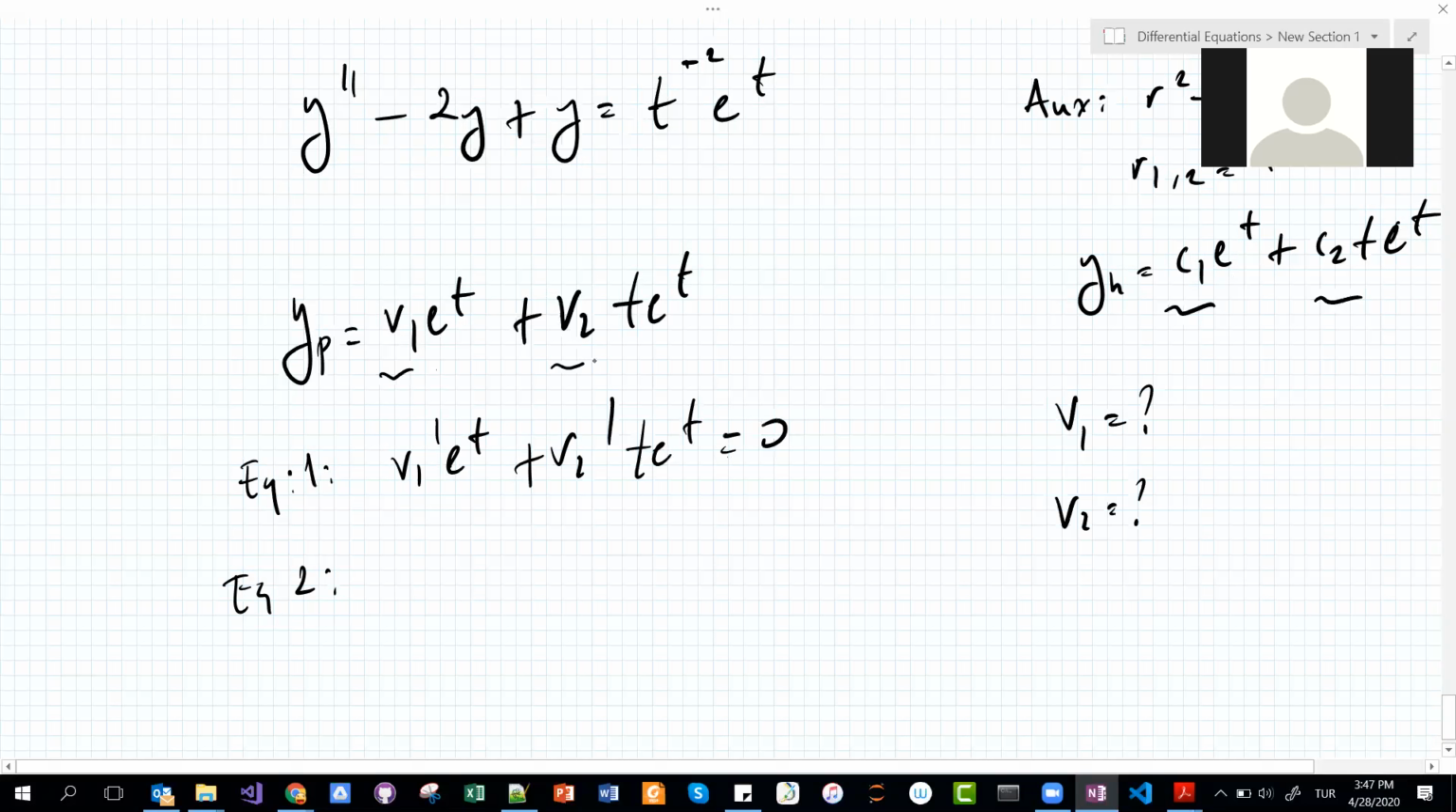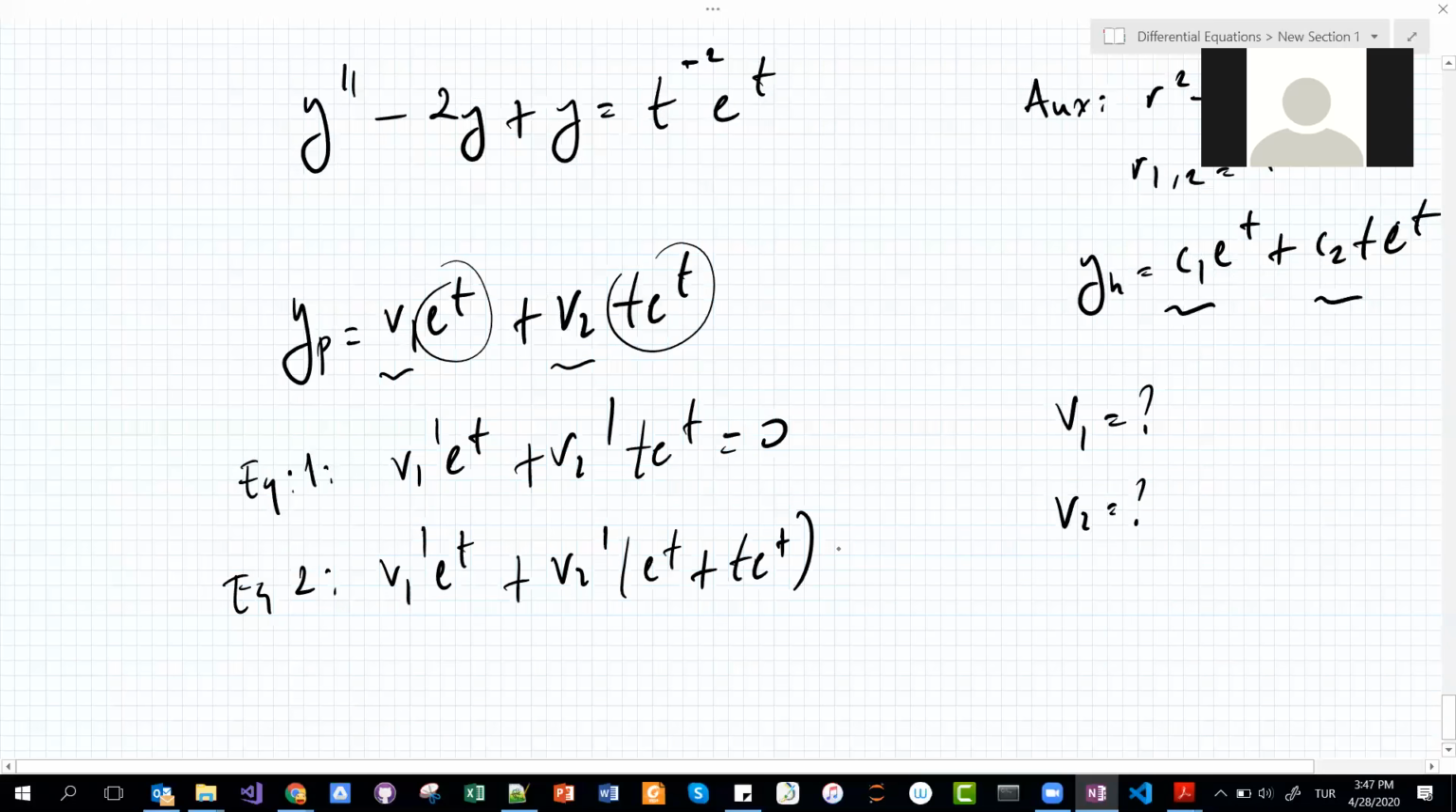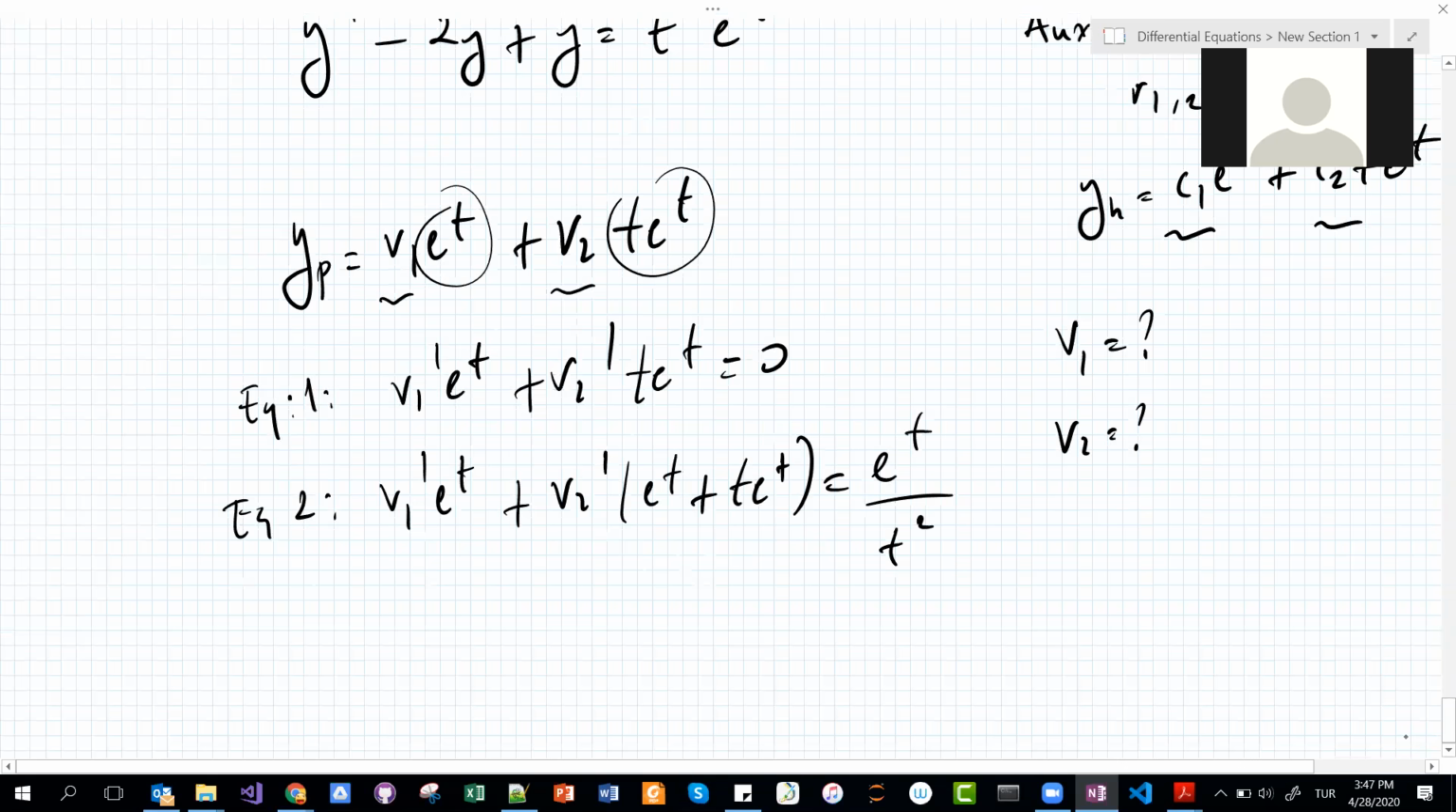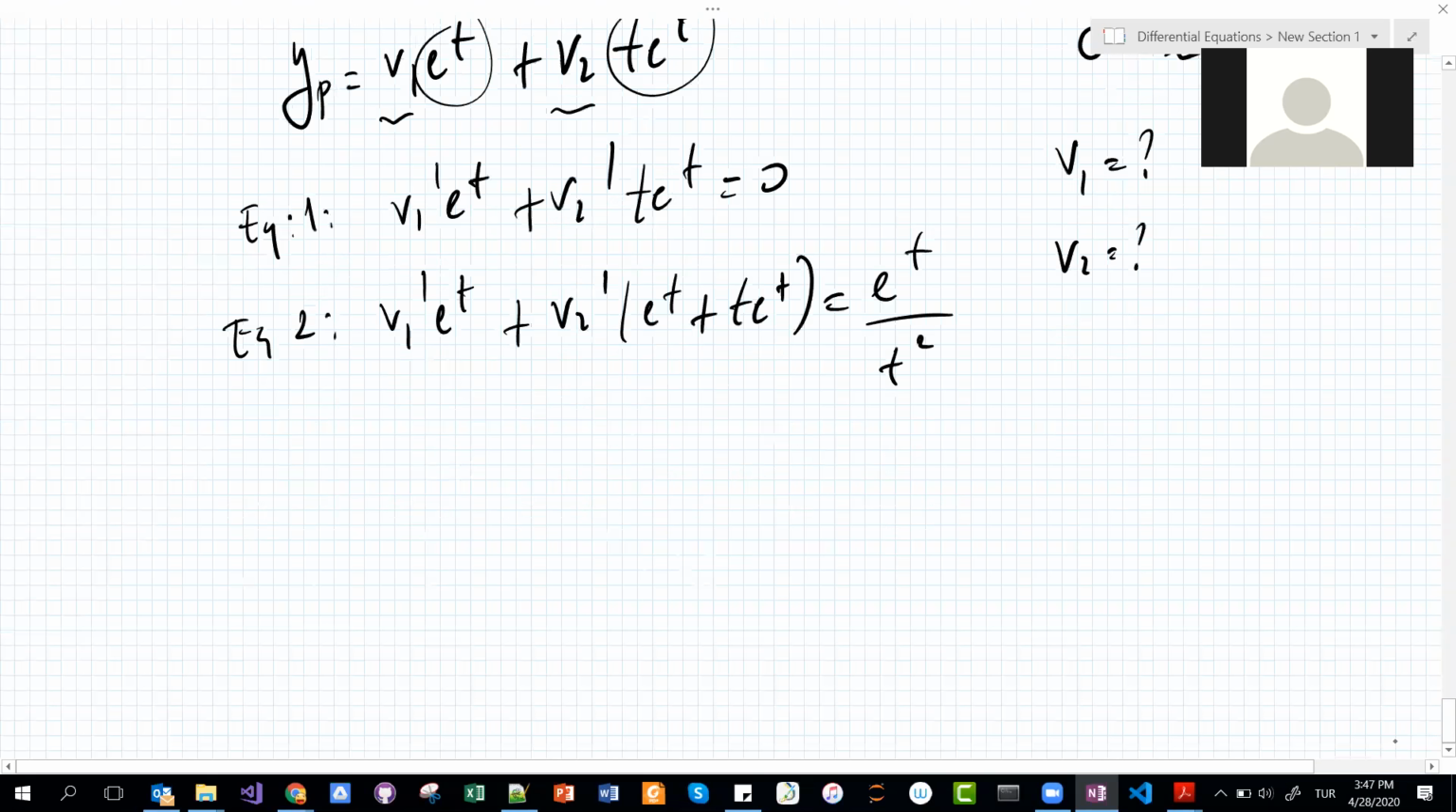So I'm going to take the derivative, look at that, and I'm going to keep these y1 and y2 the same. And then I'm going to take their derivative, v1 prime e to the t, derivative, which is e to the t. And then v2 prime, the derivative of t e to the t, which is equal to e to the t plus t e to the t, which needs to be equal to the right-hand side of my functions. It was e to the t over t squared, over a, which is, a is equal to 1 in this case. Any problems so far? So now I will use the linear system of equations to solve this problem.